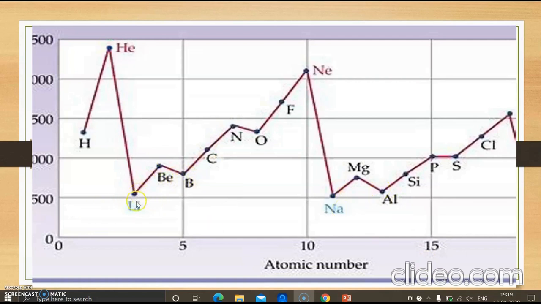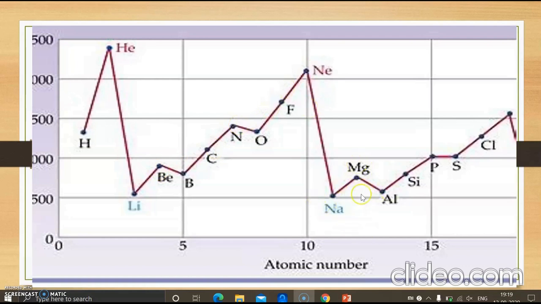Here the ionization energy increases from lithium to neon in the second period, and from sodium to argon in the third period. But in the second period, beryllium and nitrogen show higher values, and neon also shows a higher value. This is due to the fully filled and half filled stability of orbitals.